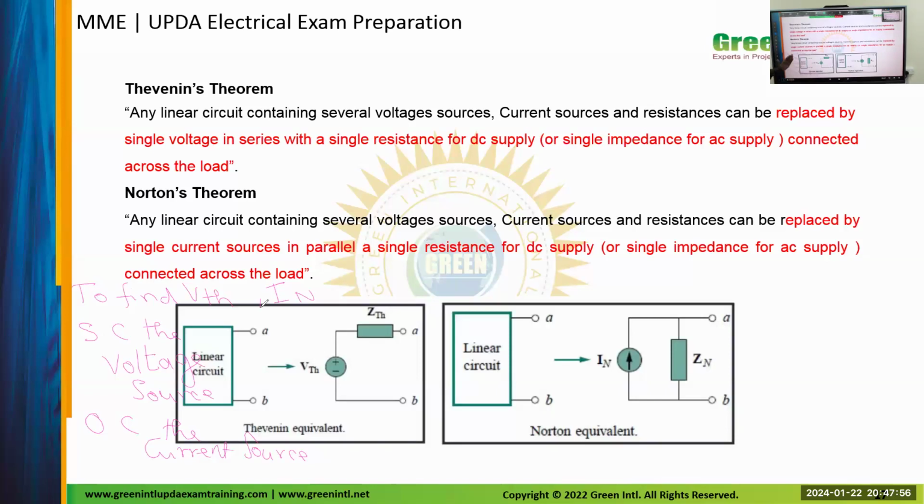In the complex circuit, we have n number of active components. These may be n number of voltage sources, n number of current sources, or a combination of the two. If you have a voltage source, we need to short circuit the voltage source. If you have a current source, we need to open circuit the current source. Just for information, in some problems we may use these things. Let me discuss that in detail later. So again: voltage source, short circuit; current source, open circuit.